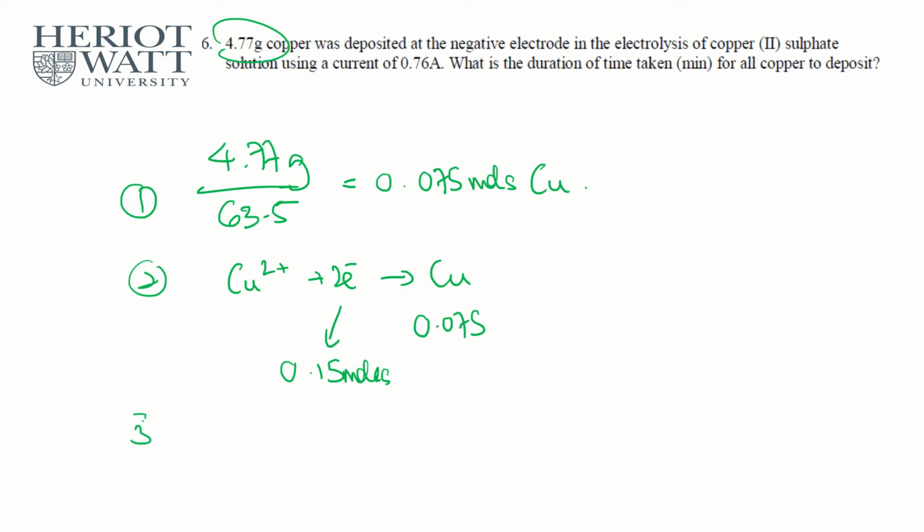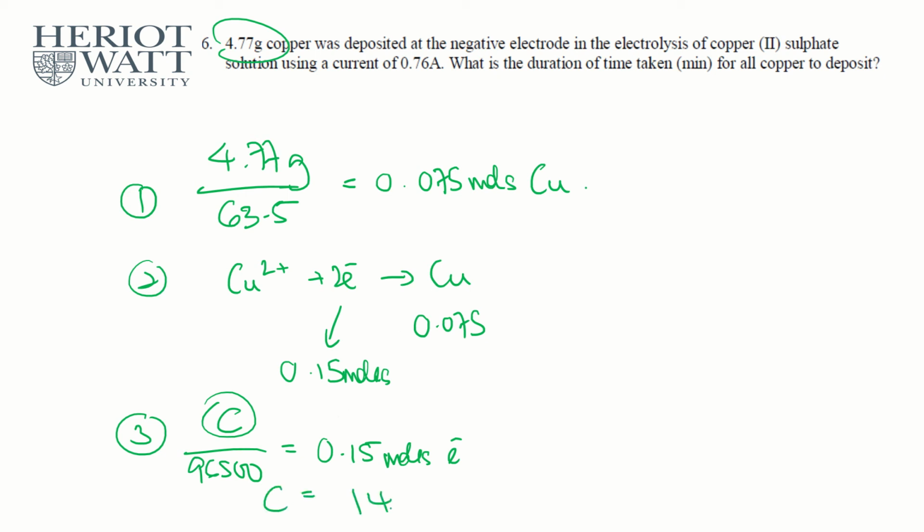Okay, so third step, I have the moles of electrons. How do we get the mole of electrons from the usual calculations? We always use the charge over 96500, equals 0.15, the mole of electrons. So this is the usual way. And then from here, we can get the charge. So 0.15 times 96500, you will get the charge, which equals 14475 coulombs.